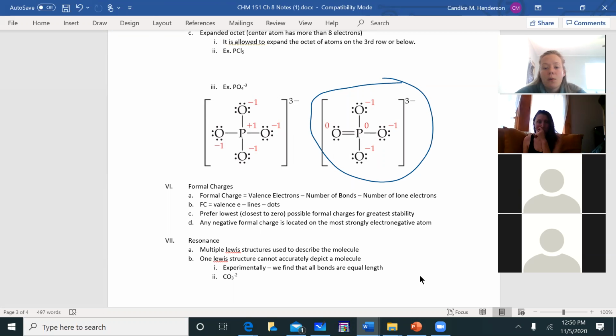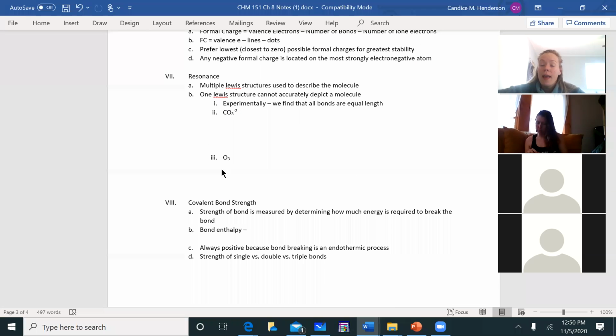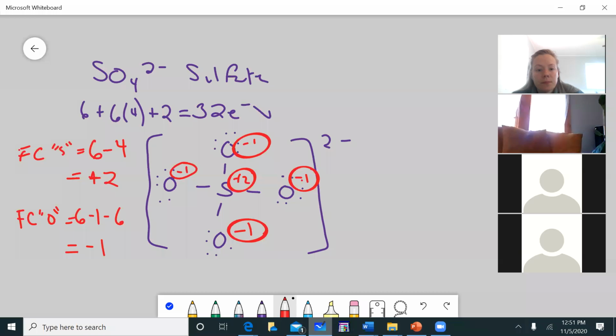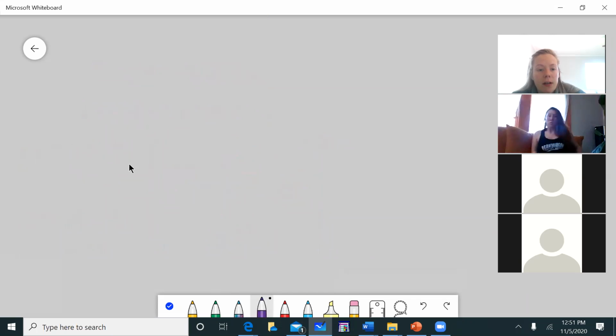There's another thing though with Lewis dot structures called resonance structure. A resonance structure is when you can draw a Lewis dot structure in a couple different ways and they're all correct. So I'll show you with carbonate here. And I'll let you know how you know it's a resonance structure, like what point you get to that you're like, yep, this is definitely resonance.